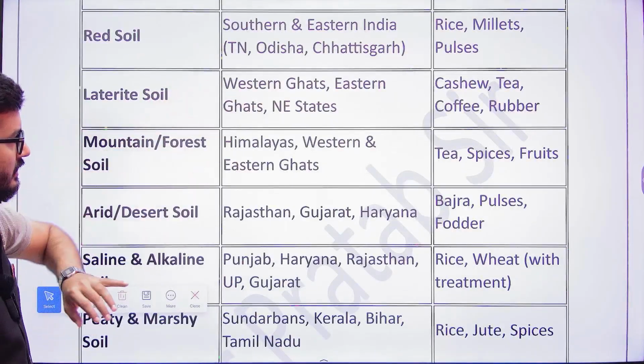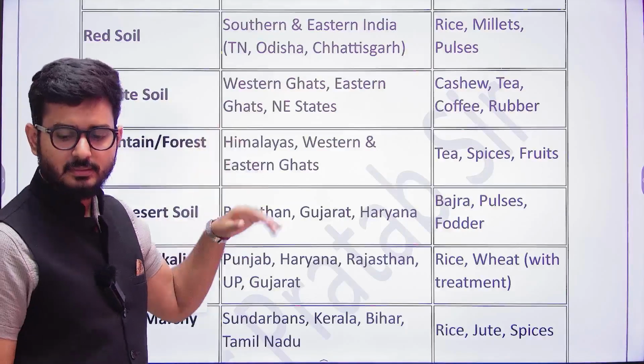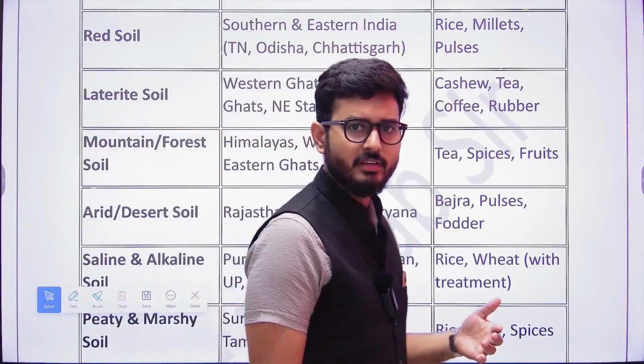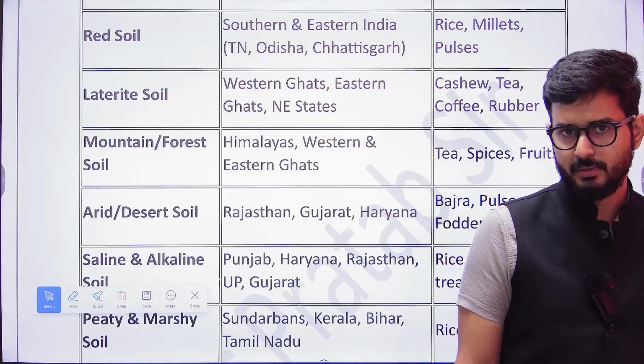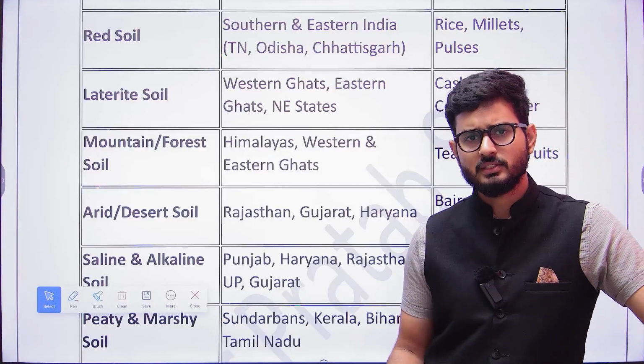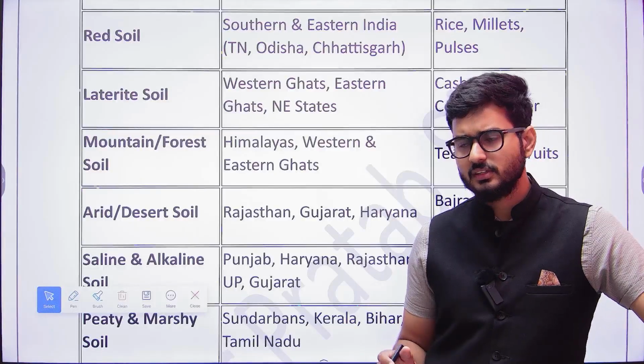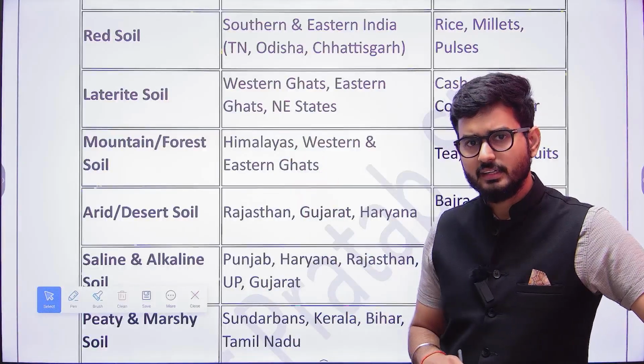Laterite soil, it is found where? In the Western Ghats, Eastern Ghats, and Northeastern states. And this particular laterite soil comes from the Latin word later, which means brick. You might have seen brick formation, where bricks are created in chimneys. Those bricks are generally created with laterite soil.